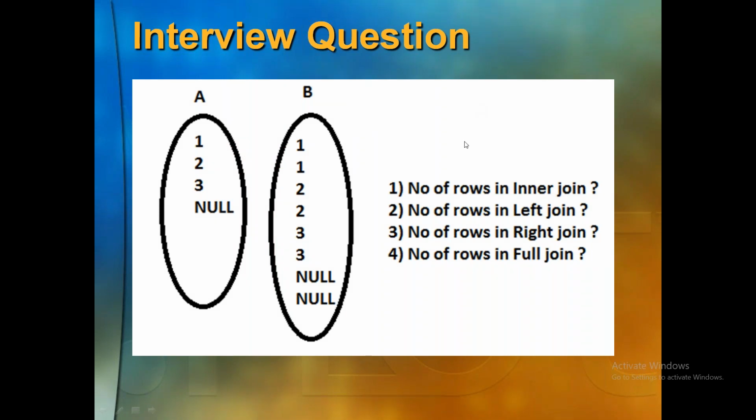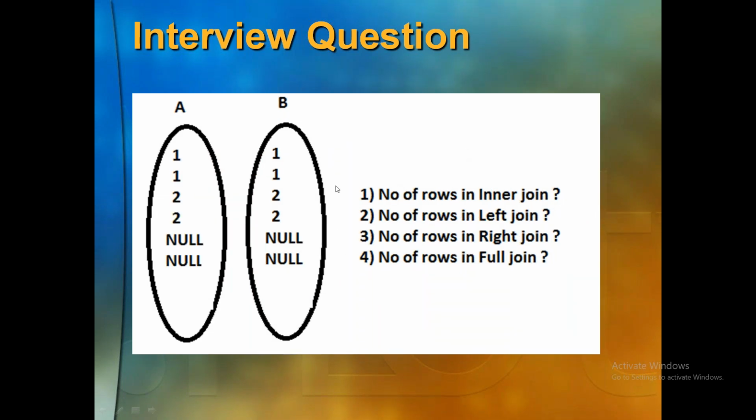The next one, let us understand the number of rows here as well. 1 into 1 and you have 1 into 1, so 1 comma 1, again 1 comma 1, and 1 comma 1, again 1 comma 1. Total 4 rows for 1. Again 2 into 2 and 2 into 2, 2 into 2, 2 into 2. Again, you have 4 more rows. 4 plus 4, 8 rows are matched data.